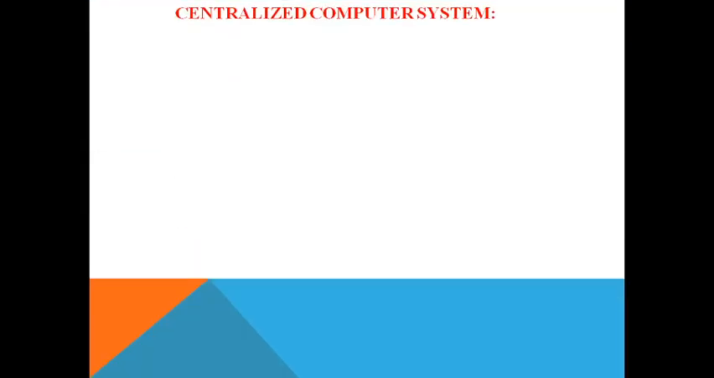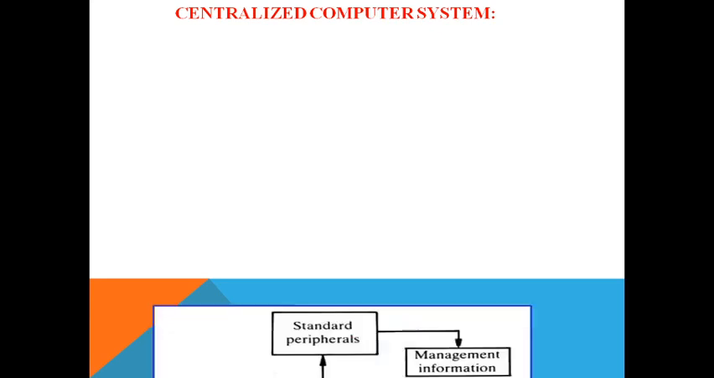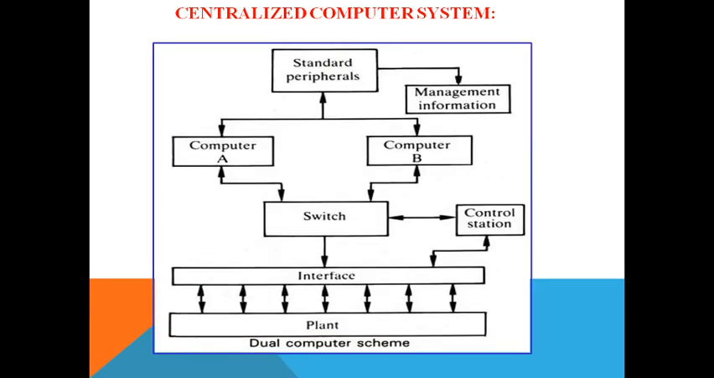Another type of control is known as the centralized computer system. The figure is like this, where computers are present, computer A, computer B, and a switch is there, with some standard peripherals. Standard peripherals are responsible for managing the information. The switch is used for controlling the station. Interface and plant are connected, and this is the dual computer scheme. That means if computer A fails, computer B will run.